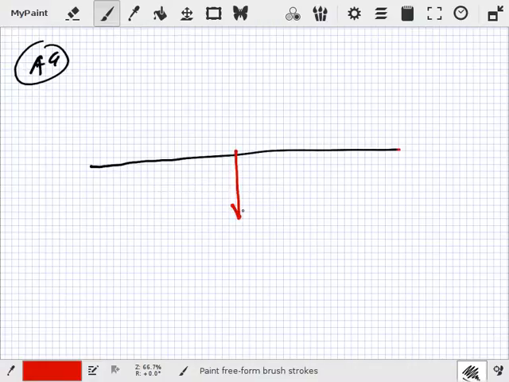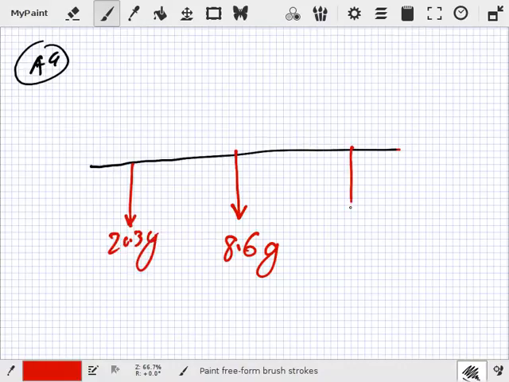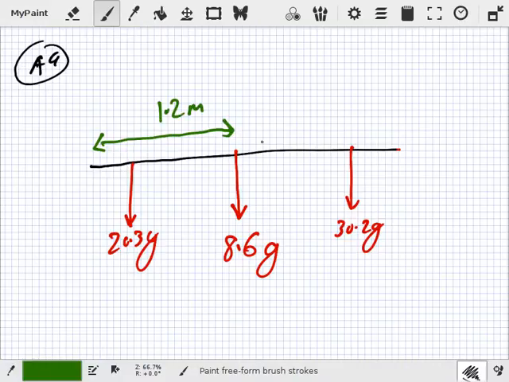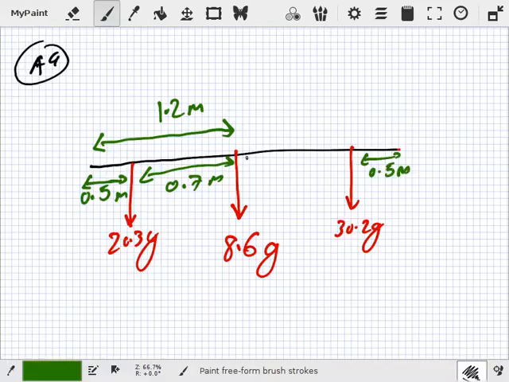There's a force down the middle here of 8.6 G. Here there's a 20.3 G, and here there's a 30.2 G. This distance here is 1.2 meters. This distance here is 0.5 meters, which means this is 0.7 meters. This here is also 0.5 meters, which means, is that it?